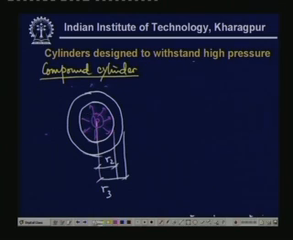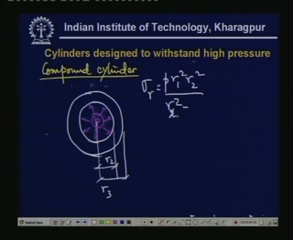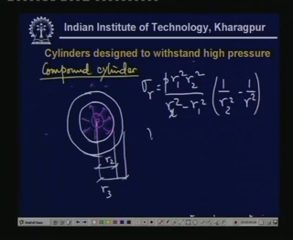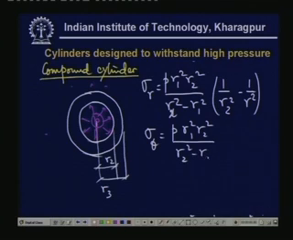Pressure from inside. So, now what will be the stress developed? The stress developed is well known, and that is from the thick cylinder formulations, that is sigma r is equal to p r1 square times r2 square divided by r2 square minus r1 square times 1 by r2 square minus 1 by r square, and sigma theta is equal to p r1 square r2 square divided by r2 square minus r1 square 1 upon r2 square.